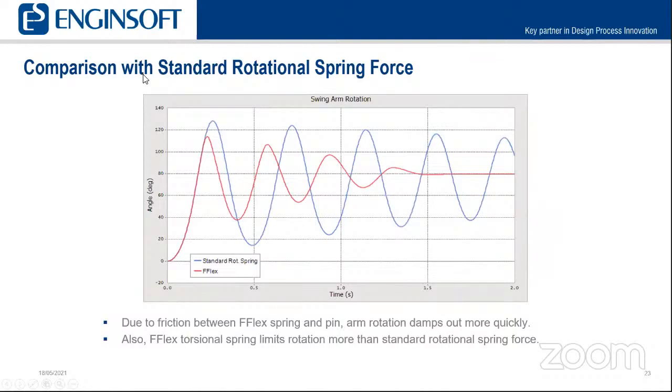So again, what we did here was we compared that FFlex spring with a standard rotational spring force using the stiffness that we can obtain from testing the FFlex spring. And what we can see is that this is a plot of the angle of the swing arm, and the FFlex spring starts to limit the rotation of the arm more quickly, and reverses the direction of the rotation earlier. Also, the friction that we modeled between the FFlex spring and the axle damps out the oscillation more quickly.